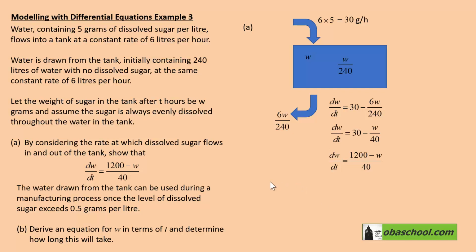Now, before we move on, let's just remind ourselves what we want to do in part B. The water drawn from the tank can be used during a manufacturing process once the level of dissolved sugar exceeds 0.5 grams per litre. Derive an equation for W in terms of T and determine how long this will take. So we have this differential equation, and we need to go ahead and solve it.